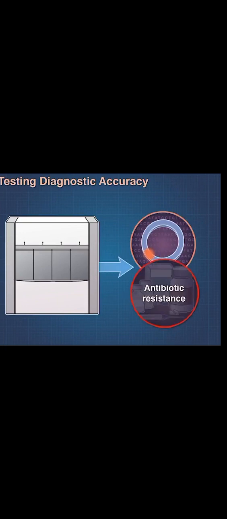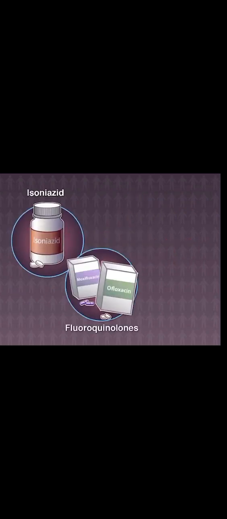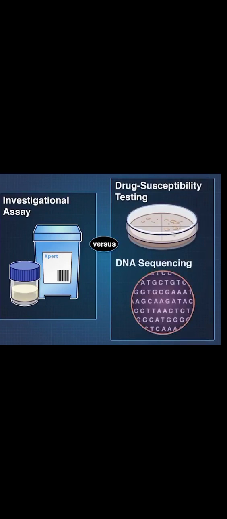This clinical study assessed the diagnostic accuracy of an investigational automated cartridge-based laboratory test for the rapid analysis of sputum from patients with TB to detect gene mutations associated with antibiotic resistance. The investigational assay was used to test sputum samples from 308 patients with culture-positive TB in China and South Korea for resistance to isoniazid, fluoroquinolones, ofloxacin and moxifloxacin, and aminoglycosides, kanamycin and amikacin. The assay's sensitivity and specificity were determined relative to gold standard phenotypic culture drug susceptibility testing and DNA sequencing.